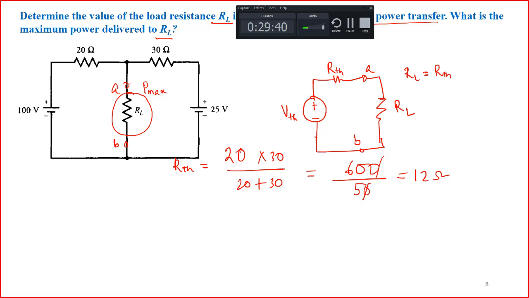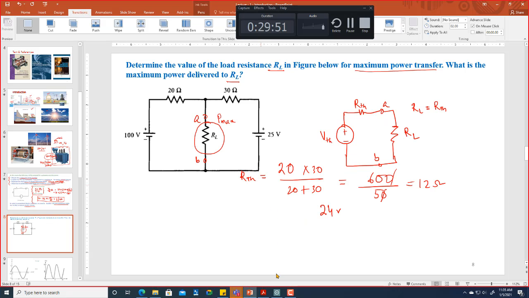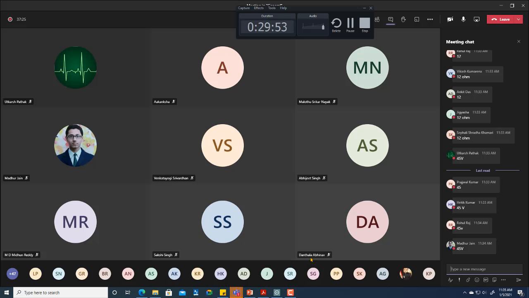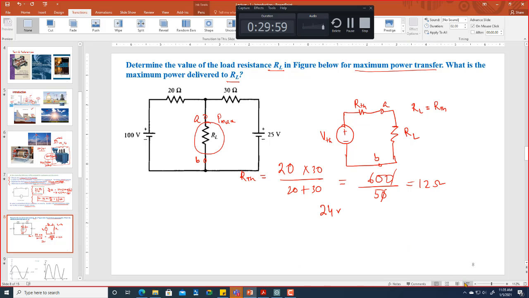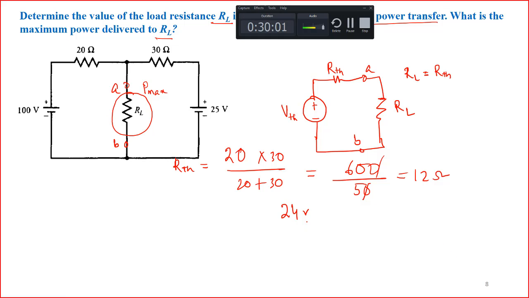And similarly you can find VTH applying KVL, right? So VTH is coming around, how much it is? 24 volt. How much he told? 45 volt. Okay, 45 volt, let us say 45 volt. You can find it using KVL, so it is 45 volt.